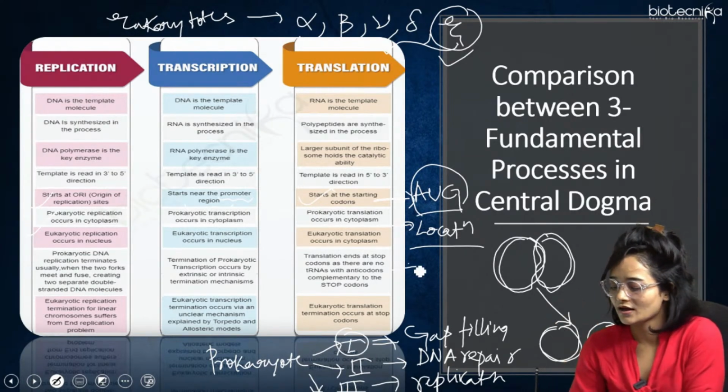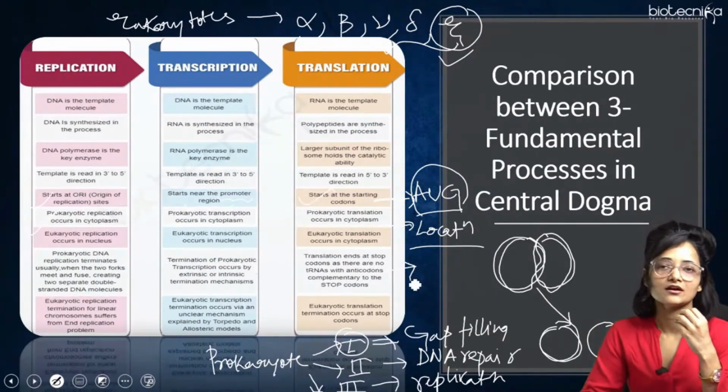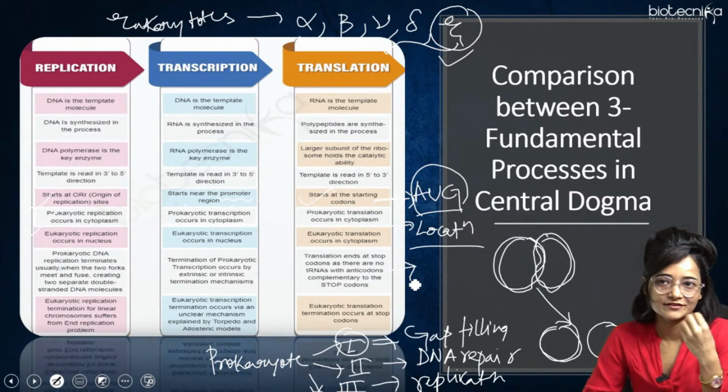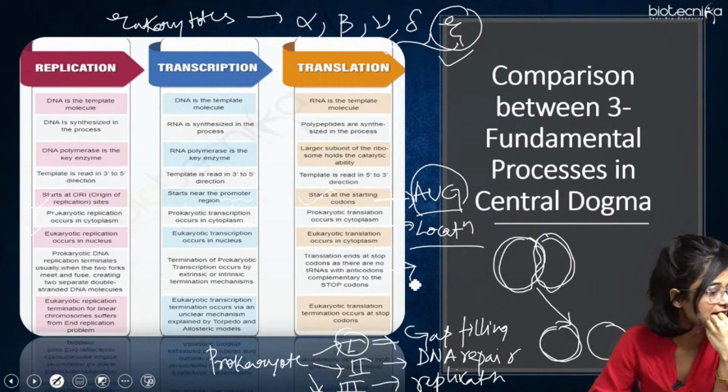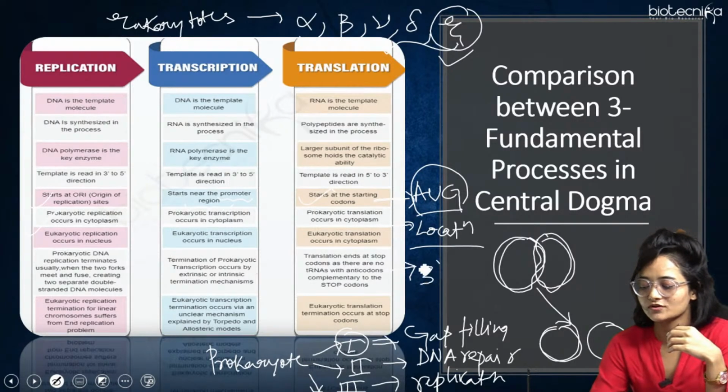Now I want to ask you a question: what would be the stop codons? There are basically three types of stop codons. I want to know what they are, so I would be expecting answers. Yes. So there are three stop codons that you need to answer.